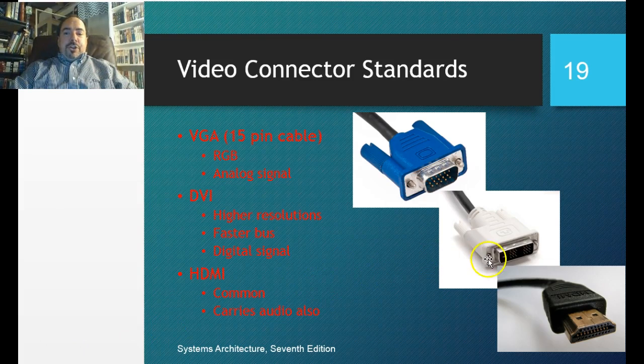DVI is kind of the chunkier one, has a more squared connector. So faster bus, all digital. Notice that VGA is all analog and DVI is all digital. Remember from a previous chapter that any digital signal is less prone to error than an analog signal. And finally, HDMI is probably the best if you had to pick a best video connector standard, just because it's not just for video, but it's also for audio. So one single port that does both, it saves space and it saves configuration.